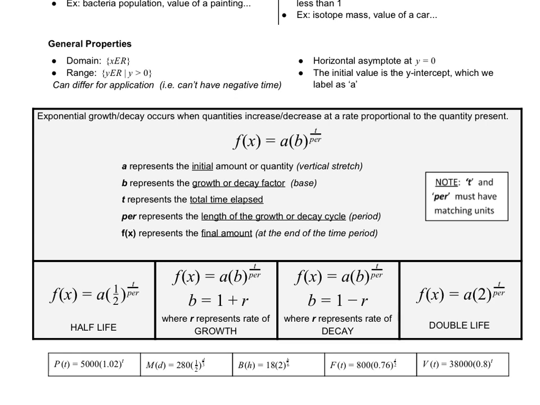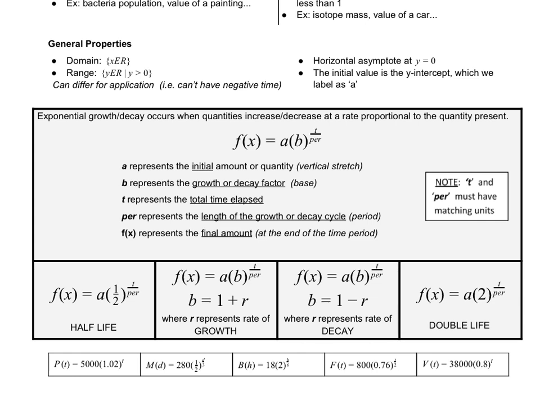For growth and decay, your formulas are like this, but the difference is in your base. For growth, the base has to be greater than 1. And the way we do that is by adding our rate as a decimal to 1. So if my growth rate was 5%, 5% is 0.05, so I would do 1 plus 0.05, which is 1.05. For decay, my base would be 1 minus that rate of decay. So if my decay is by 20%, I would do 1 minus 0.2 to get 0.8 for my base.